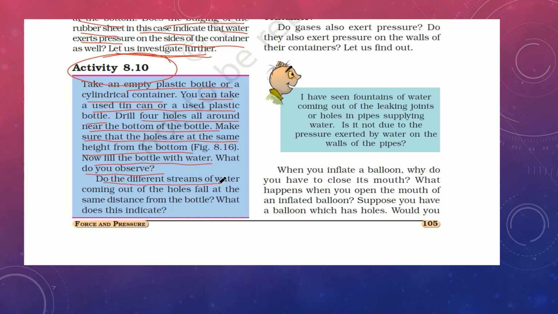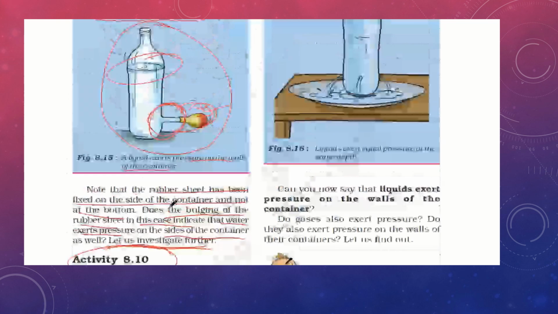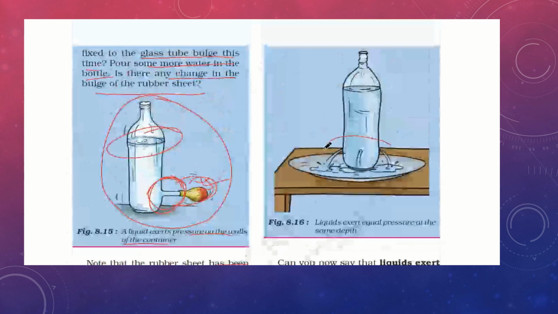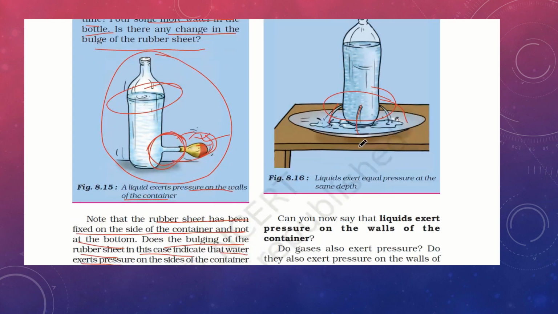Do the different streams of water coming out of the holes fall at the same distance from the bottle? What does this indicate? In this experiment, you are making holes here and pouring water. Does the water coming out fall at the same distance? Okay, so liquids exert equal pressure at the same depth. That means all the liquid coming out from these holes travels an equal distance.